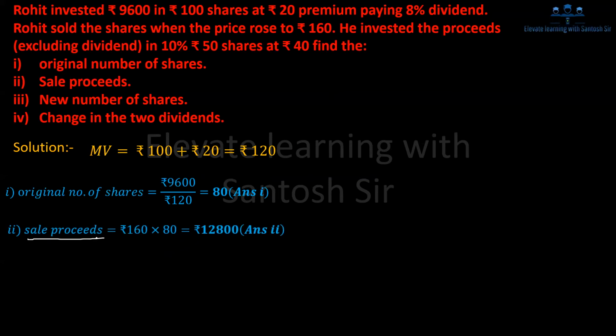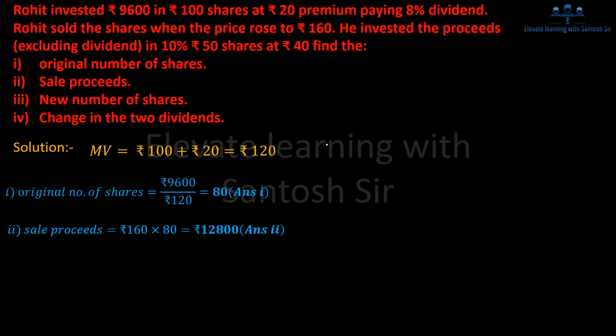That is called the sale proceed. So he will get rupees 160 into 80, that is 12,800. So this is the sale proceed. Now, what is he doing with this money that he obtained after selling the share? Excluding dividend. He is not using the dividend. Anyway, we have not calculated the dividend from the first share yet. So we have his sale proceed, and we know that he is investing this money in some other share.